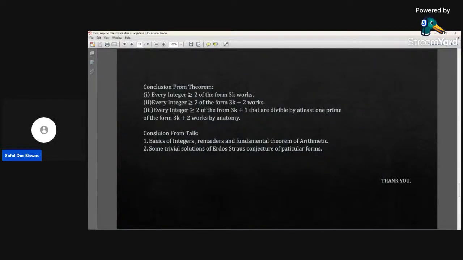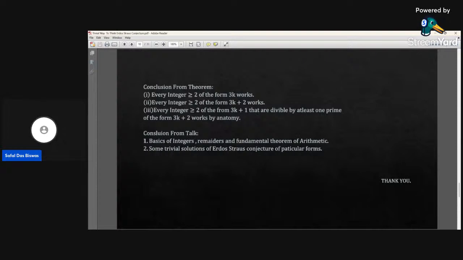3k plus 2. That means any integer of the form 3k plus 1 is divisible by at least one prime of the form 3k plus 2. Then by the anatomy we are done. We are not done for all integers of the form 3k plus 2, but a large subset of integers of the form 3k plus 2 that are divisible by 3k plus 1.